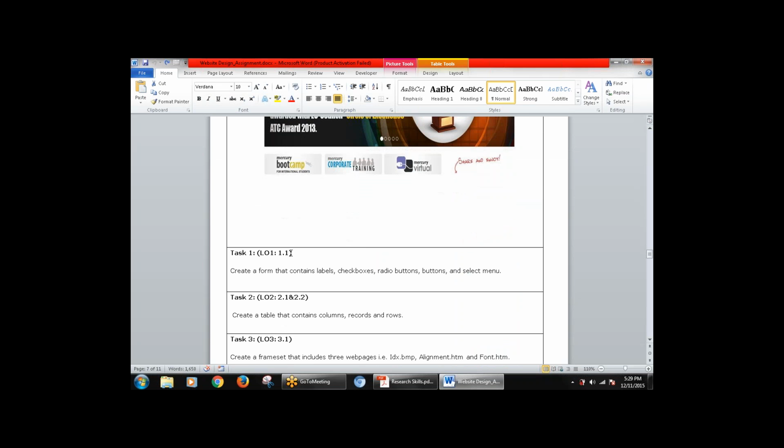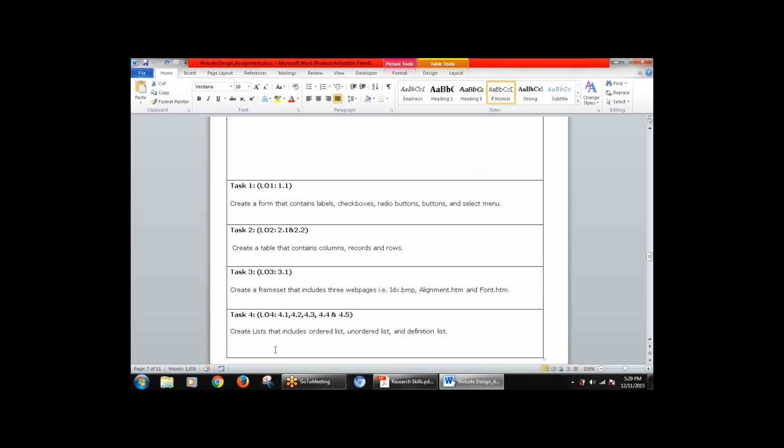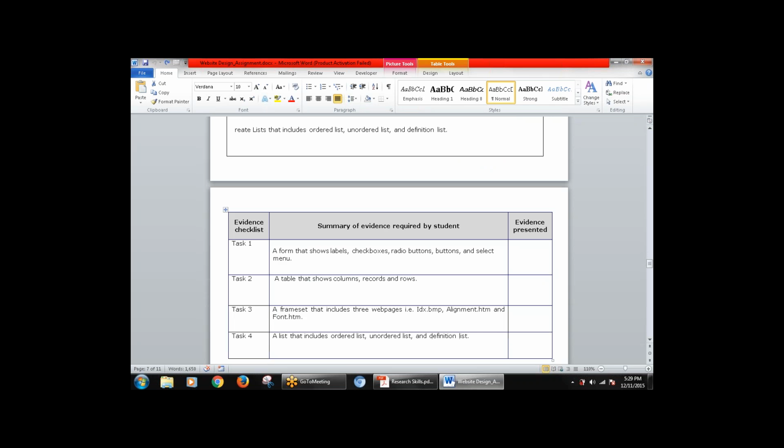All right, and these are the various learning outcomes that are achieved by the various tasks. That is task number 1, that is LO1 1.1. Then task number 2, that is LO2 2.1 and 2.2. Then LO3, that is task number 3, that contains 3.1. Then task number 4, that is LO4 that contains 4.1 to 4.5, that is 4.1, 4.2, 4.3, 4.4 and 4.5. Then this is the evidence list whether you have done the task, with the activities that are given in the assignment or not.